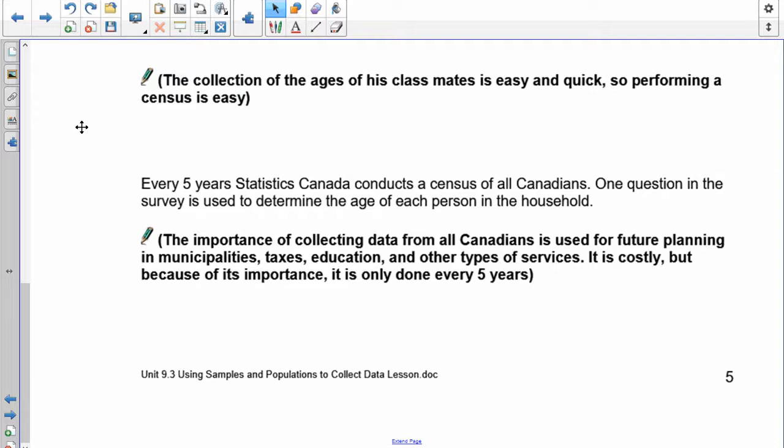And if you do it once every 5 years, you get an accurate amount of information because you're doing everybody, in this case, the census. If you did a sample, you would have problems because one part of Canada is not the same as another because we're so diverse. So rather than doing a sample here, we do a census.